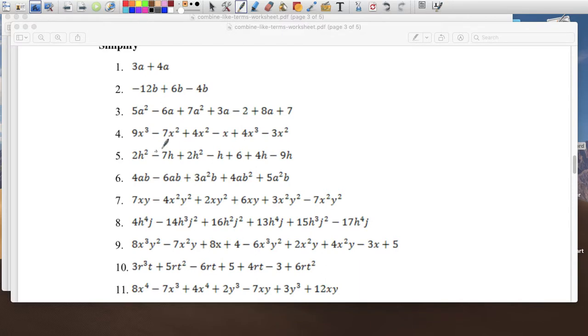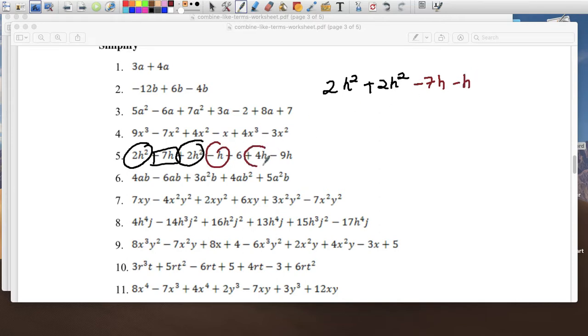Okay, so next, we see a bunch of h's. Some of them are regular h, some of them are h squared. So let's put all the h's squared together. So it's this guy, it's this guy. So it's 2h squared plus 2h squared. And then the other ones: this is a minus 7h. I'm going to change colors. Minus 7h. And then I have a minus h. And then I have a plus 4h. And then a minus 9h, which is this guy in the corner.